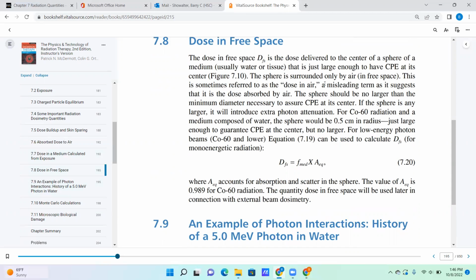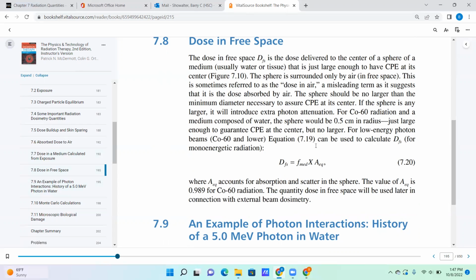It is sometimes referred to as dose in air, a misleading term, as it suggests that dose is absorbed by air, but the sphere is water or tissue. It should be no larger than the minimum diameter necessary to assure charged particle equilibrium at its center. If the sphere is any larger, it will induce extra photon attenuation. So for cobalt-60 and a medium composed of water, the sphere would be 0.5 cm in radius, just large enough to guarantee CPE at the center.